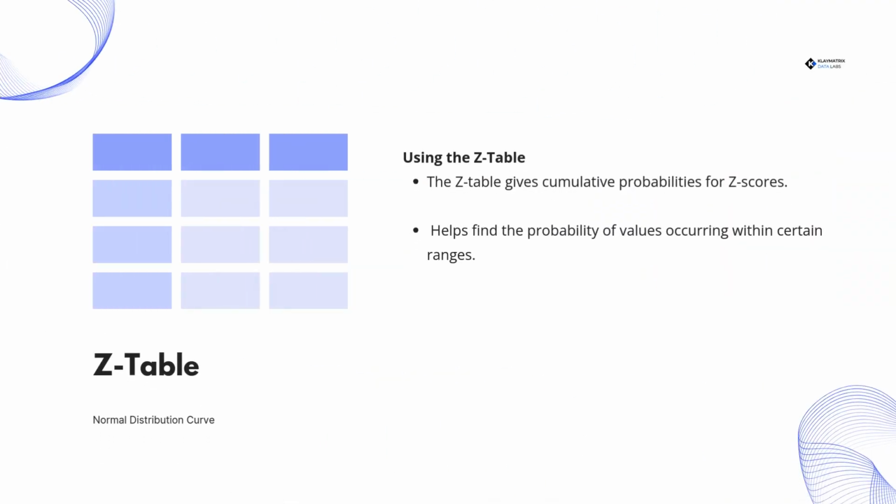To make our lives easier, we use something called a z-table. This handy table gives cumulative probabilities, so instead of doing long calculations, we can just look up values.